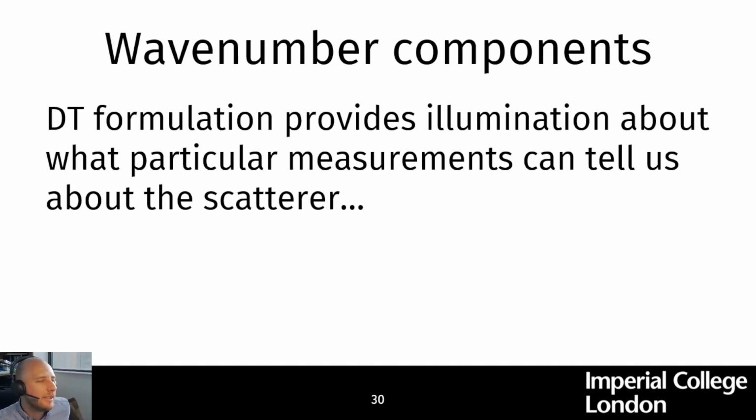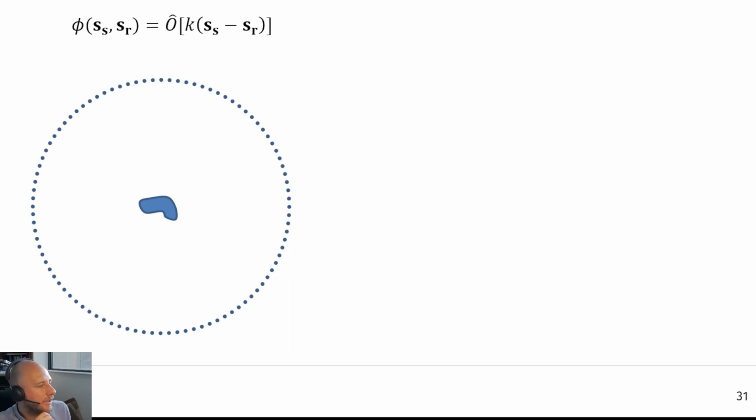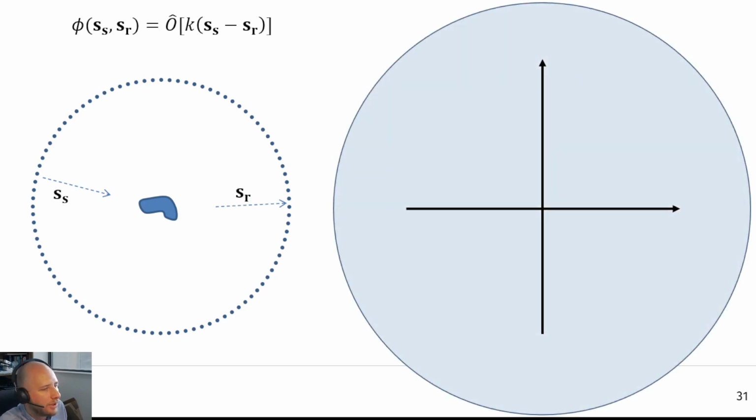The formulation that we just looked at does actually give us some interesting insight about the wave number components and what these all actually mean, what they correspond to, how that relates to the physics. So what these different measurements tell us about the scatterer. If we go back to our standard diagram again, we've got the equation at the top there, and we've got our send and receive direction. We've got our Ewald disk and K space here.